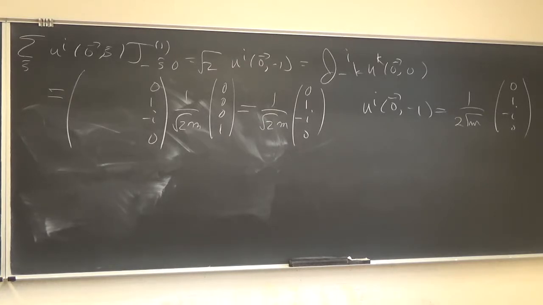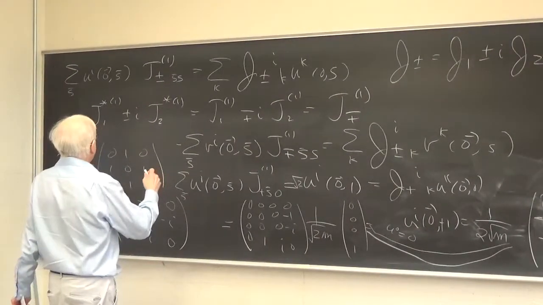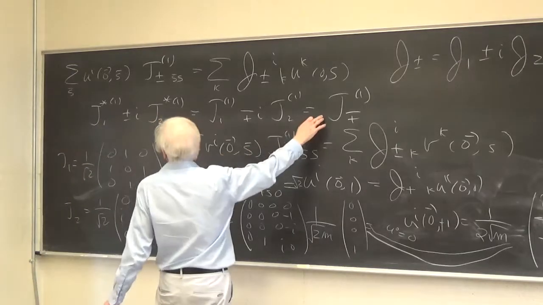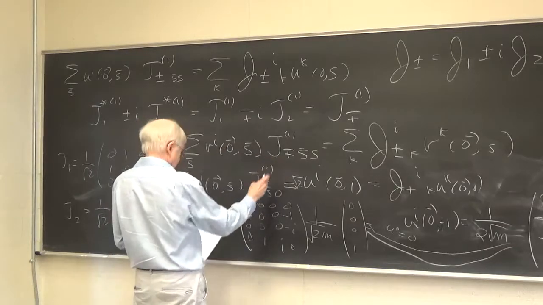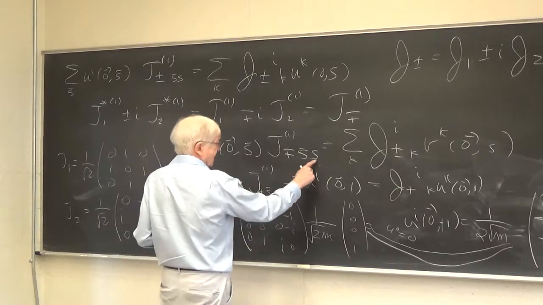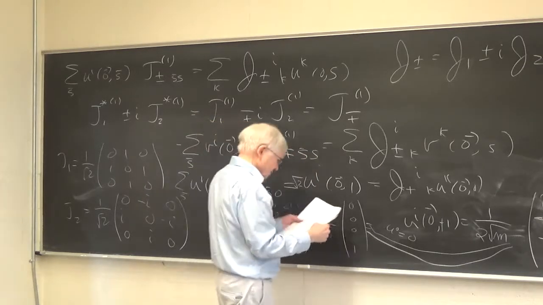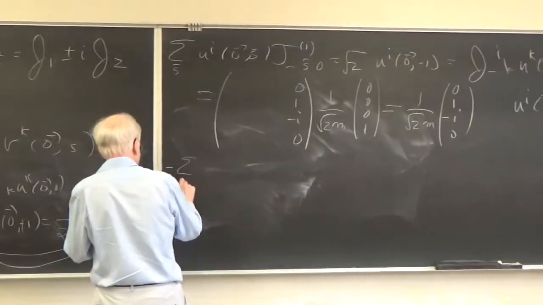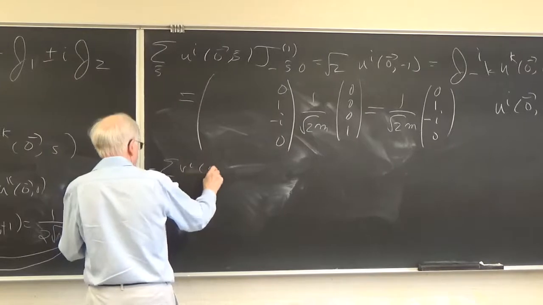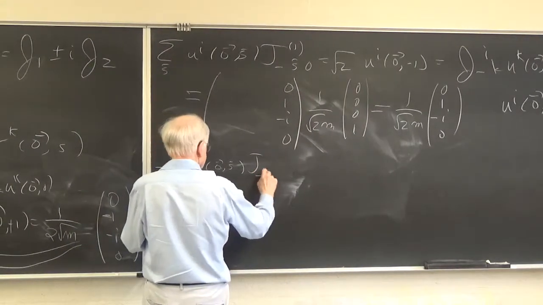Okay, now we go to the V-spinners. And because the V-spinners are like this, the condition for V-spinners is this. So this is the condition we're going to be looking at. We're going to choose the minus sign and S equals zero. And then what we get is minus sum over S bar of VI of zero S bar J minus S bar zero.